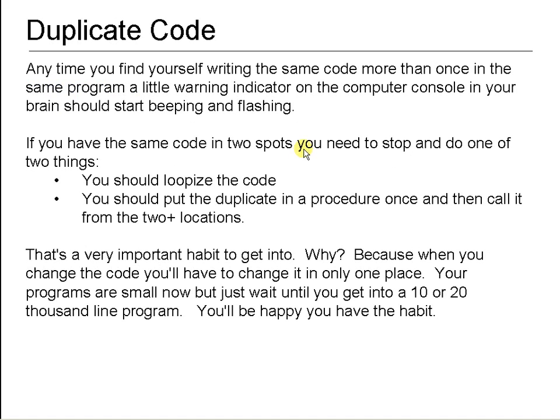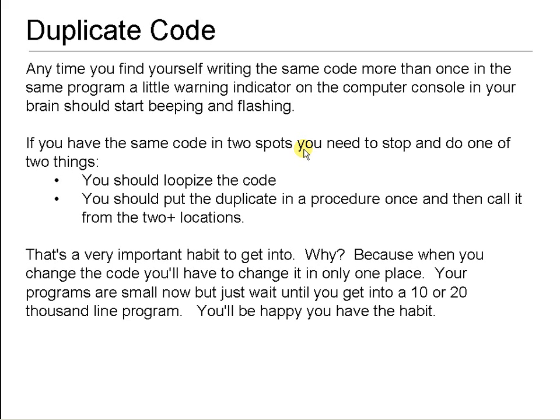Here's one of the things I've hardly ever seen in a book. Anytime you find yourself writing the same code more than once in the same programming, a little warning indicator on the computer console in your brain should start beeping and flashing. If you have the same code in 2 spots, you need to stop and do one of 2 things. You should loopize the code, or you should procedurize the code. We'll focus on just procedurizing the code here, but you should take the duplicate code, put it in a procedure once, and then call it from however many locations you need to. That's a very, very important habit to get into.